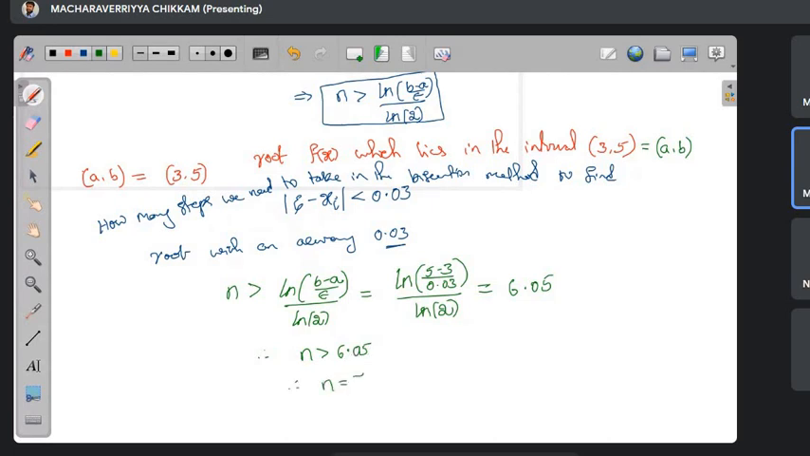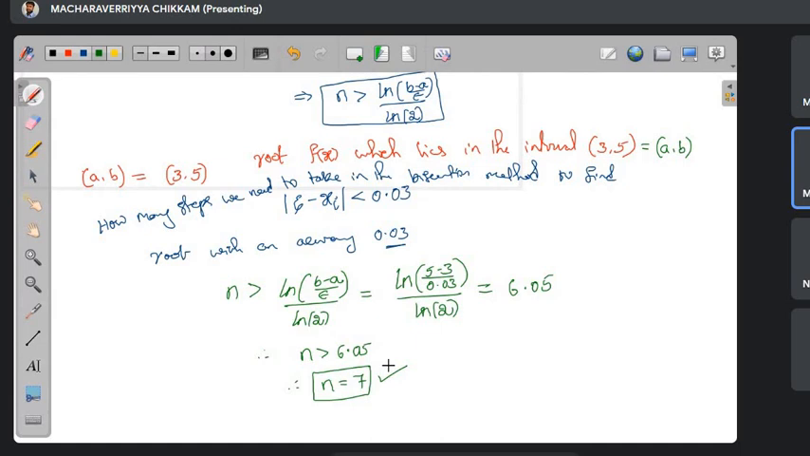That is 7. So we must take at least 7 steps to get this accuracy. If you take more than 7 steps, like 10 or 12 steps, you will get much better accuracy, maybe a distance less than 0.001. But to get this accuracy, 7 steps are enough.